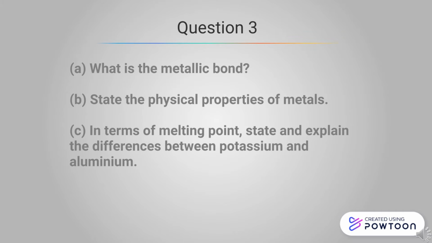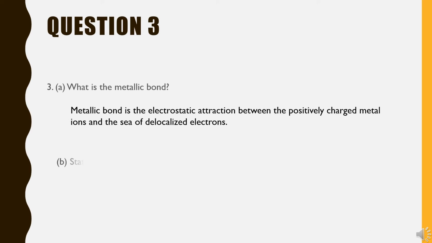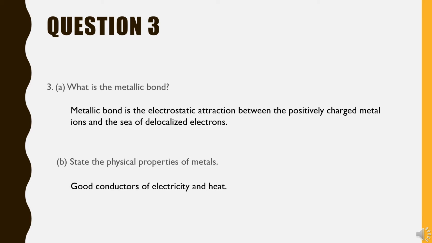Next, these questions are about the metallic bond. The first question asks the definition of metallic bond. Metallic bond is the electrostatic attraction between the positively charged metal ions and the sea of delocalized electrons. The second question is also simple. The physical properties of metals are good conductors of electricity and heat.